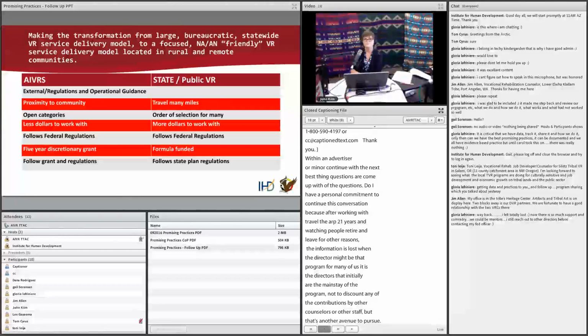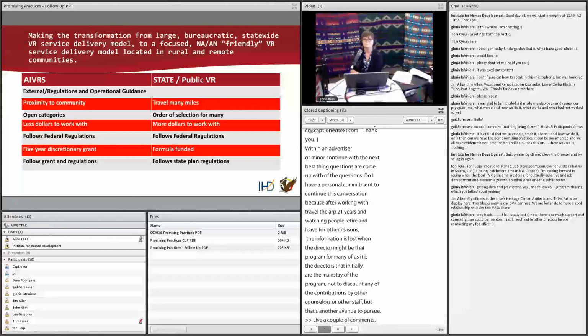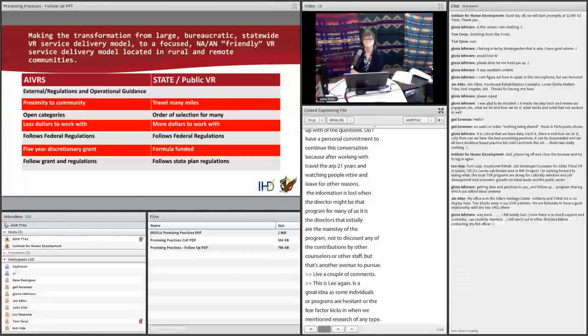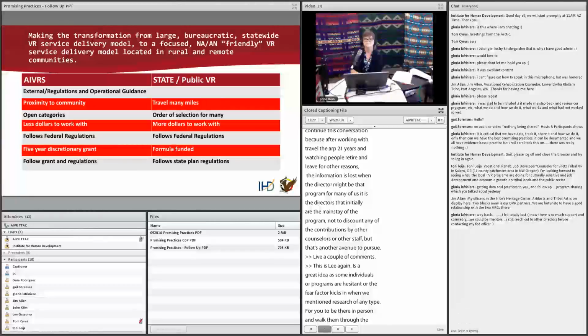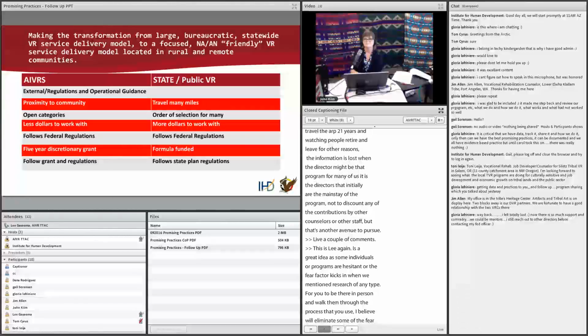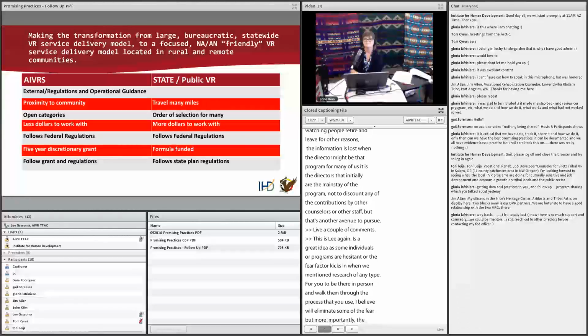That's a great idea, as some individuals or programs are hesitant, or the fear factor kicks in when we mention research of any type. And for you to be there in person and walk them through the process that you use, I believe will eliminate some of the fear. More importantly, the program directors and staff will have a better understanding that it can be done and not using a complicated process, and also giving back to the tribal communities that participate in the research activities.